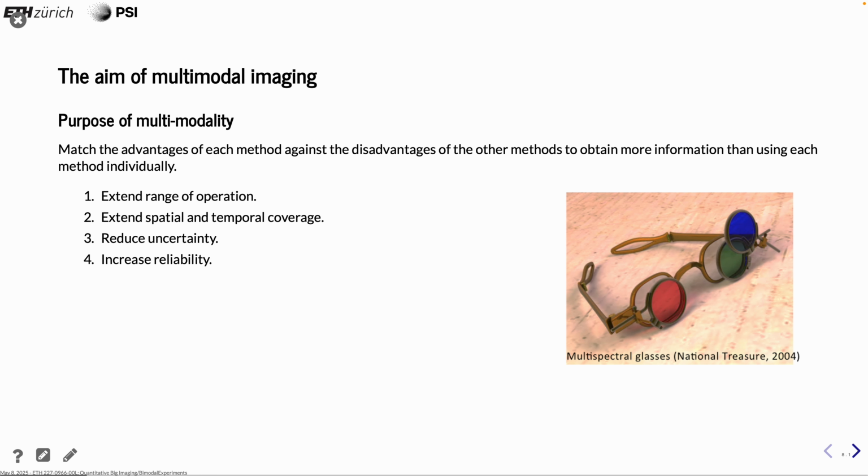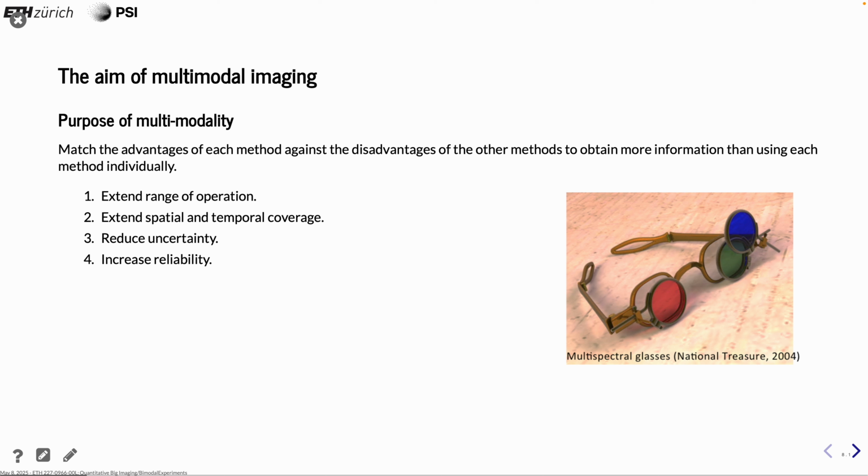So let's introduce multimodal imaging. What we want is, in one way, extending the range of operation. Maybe with one modality you can penetrate the material better, but you may possibly have lower resolution. Then extending the spatial and temporal coverage means that on one side you can have a larger field of view with one modality than you can with another one. And the temporal coverage is also that there are some timing limitations when you acquire images. So with one modality it may be better to do fast sequences, but then at lower resolution than another modality.